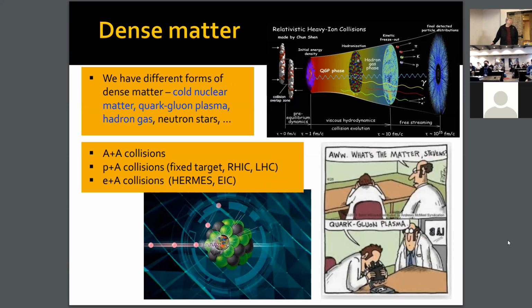There's cold nuclear matter, such as at the electron-ion collider, when we have electron-nucleus collisions, or proton-nucleus collisions at fixed target experiments, first Fermilab, but also at RHIC and LHC. And we also can have hot dense matter, such as the quark-gluon plasma, which is believed to have existed about a microsecond after the Big Bang. And in fact, it's also recreated today in relativistic heavy ion collisions at RHIC and LHC. And it seems even the broader public is aware of its existence, it can be studied with a microscope.